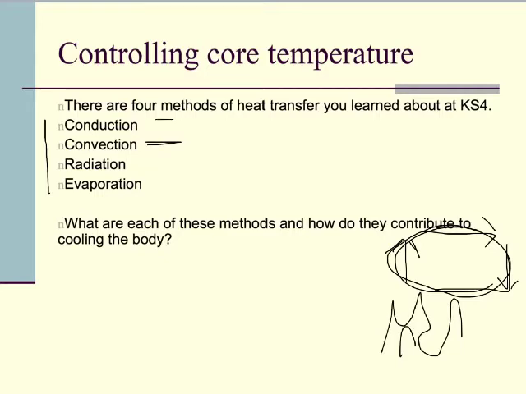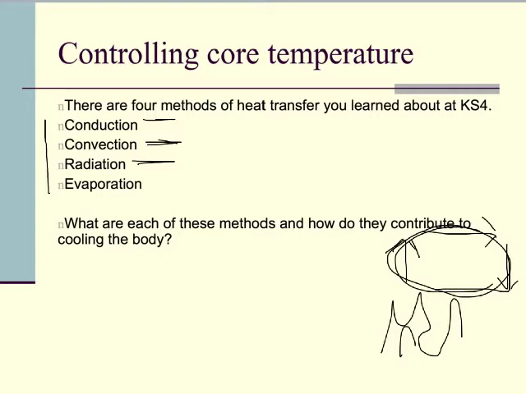So they both involve particles, conduction and convection. Radiation doesn't involve particles. It's to do with infrared waves. So basically anything that's hot gives off infrared waves. The hotter it is, the more waves it gives off, and those waves can travel through the air and pass heat from one thing to another. If you stand out in the sun, you can feel the heat from the sun. You can feel that because the sun's giving off radiation.